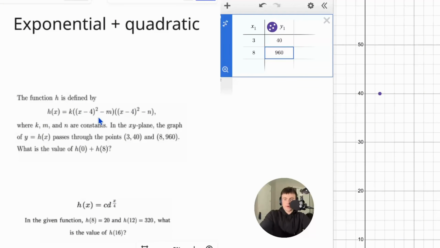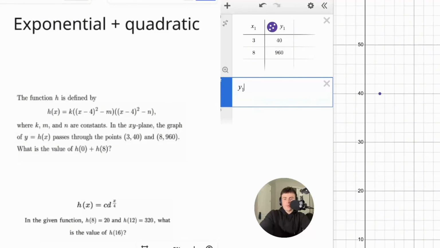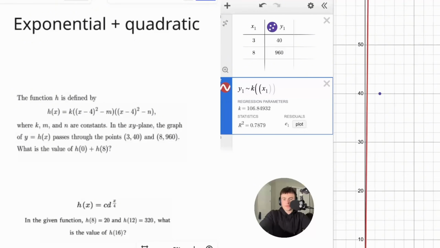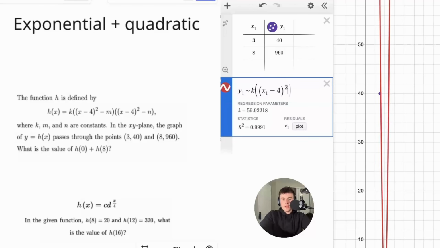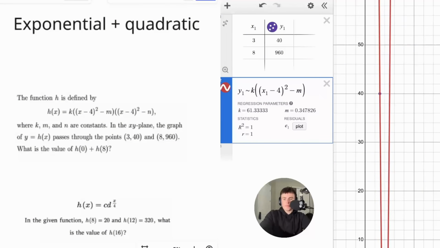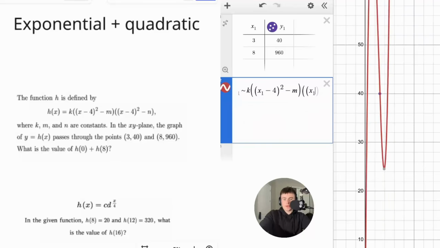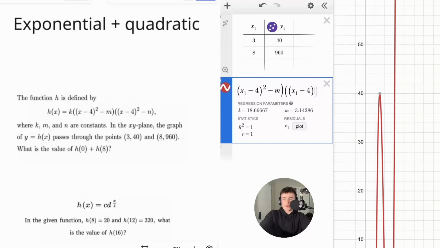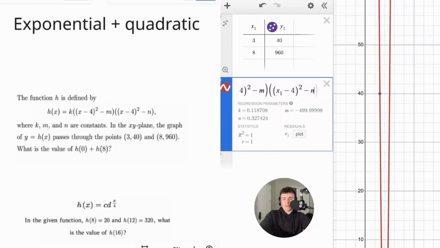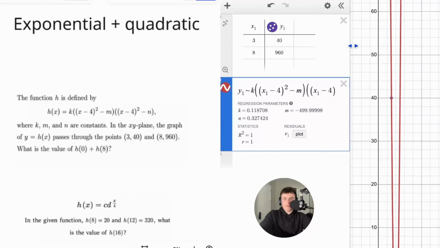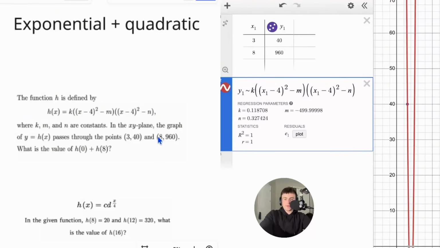So here's what I'm going to do, right? I'm going to say y1 tilde to all of these things. Let's say like k times (x1 minus 4) squared minus m. By the way, make sure you exactly match the structure, because if not, you will be completely cooked. Anyway, square this, minus n, perfect. All right, so we have it in, and it passes through these 2 points.